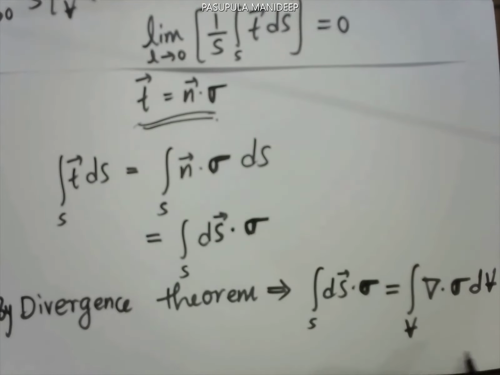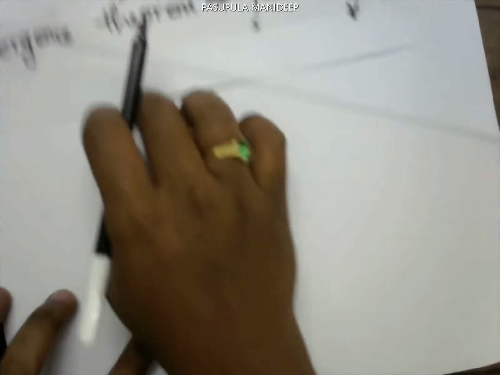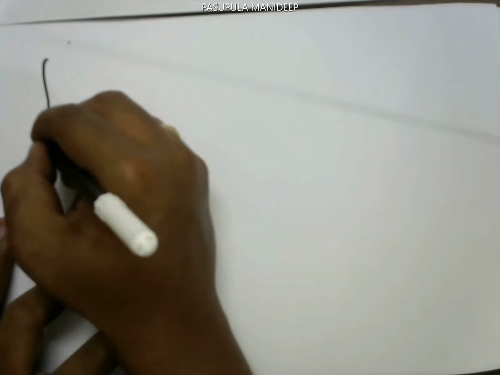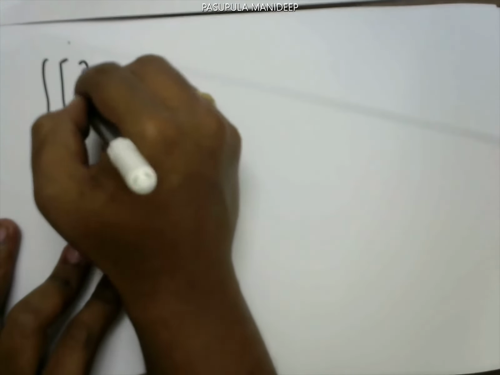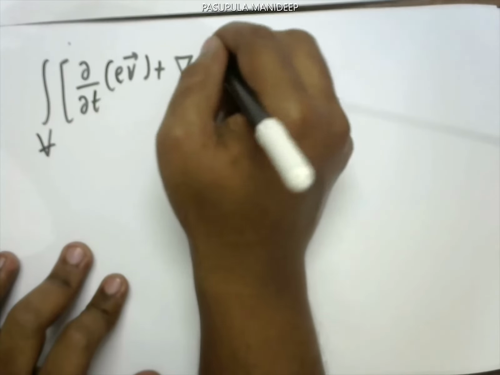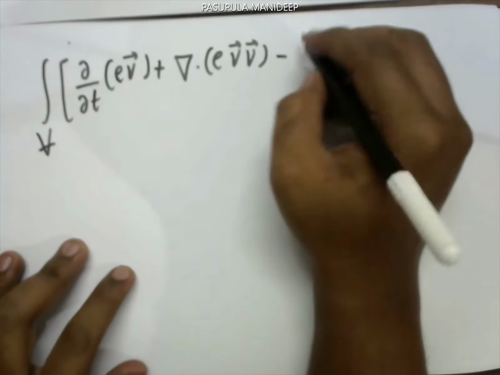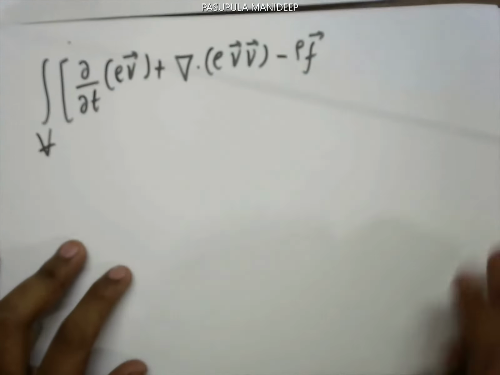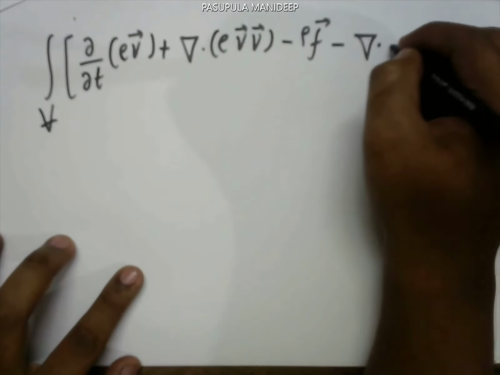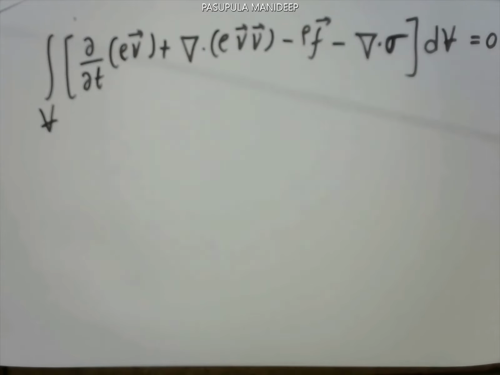Now if we substitute this back into our conservation of momentum equation and sum up all the terms, we can write that as the volume integral of del by del t of rho v bar plus grad of rho v bar into v bar minus the body force term rho into f bar minus grad into sigma, which we have just derived, in whole into dv, which will be equal to 0, right? This is our conservation of momentum equation.